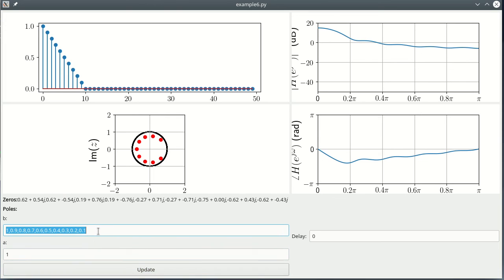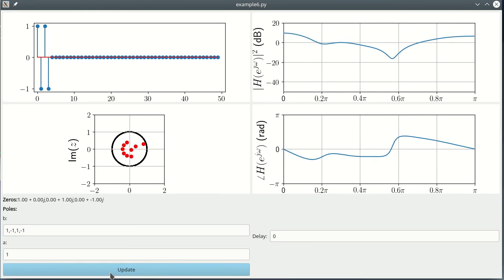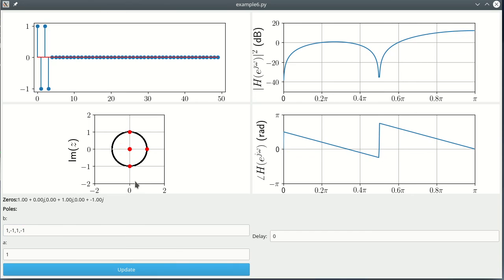But what if you have a sequence like this, 1, minus 1, and say another 1 and minus 1? This sequence is going to have a 0 at 0 and a 0 at pi by 2 because it actually nulls those frequencies out. But more importantly, it has zeros at 1, j and minus j. So those are the non-trivial zeros. Notice there are no poles because it's a finite impulse response sequence.